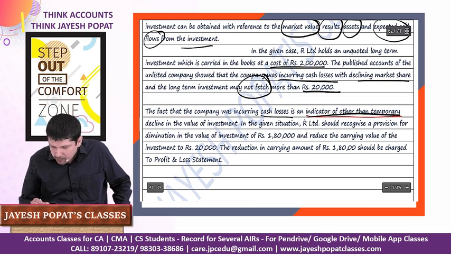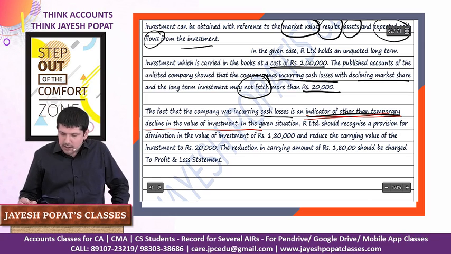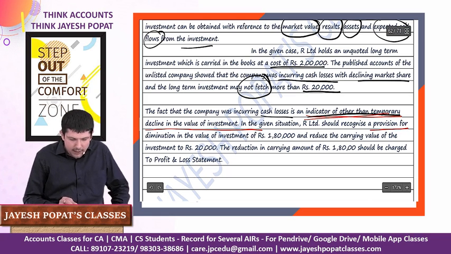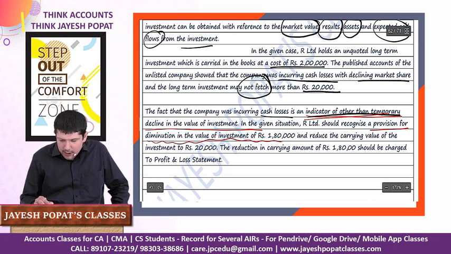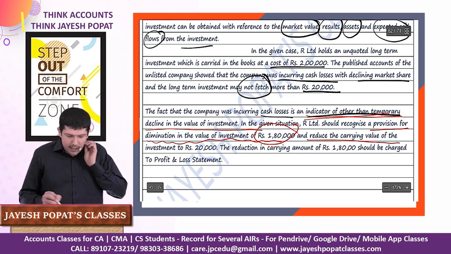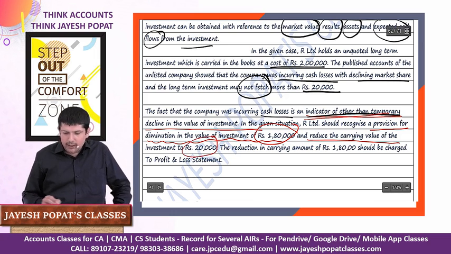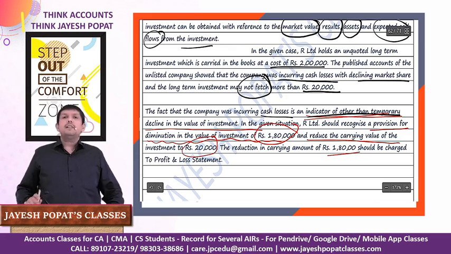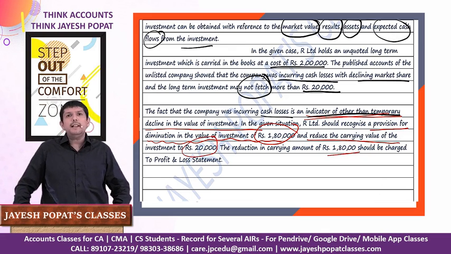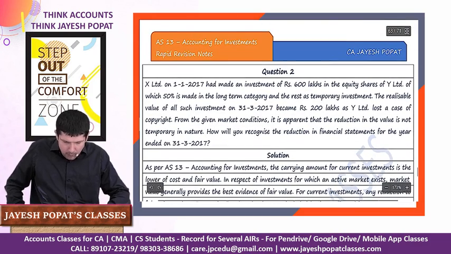It's an indicator of other than temporary decline in the value of the investment. In this situation, the company should recognize a diminution in the value of the investment to the tune of 1,80,000 and reduce the carrying amount of the investment to 20,000. The reduction of 1,80,000 should be charged to the statement of profit and loss. Clear? Next, question number 2.